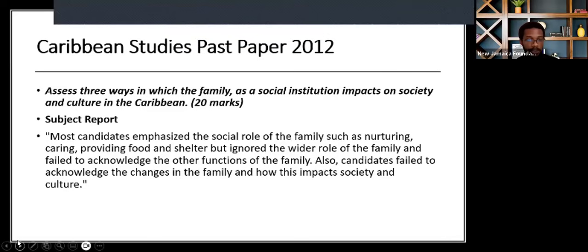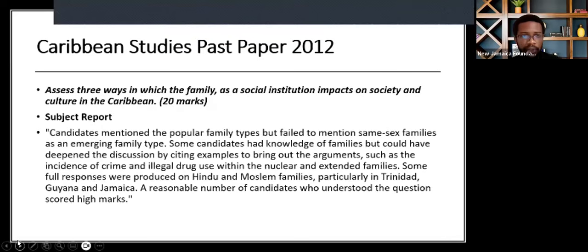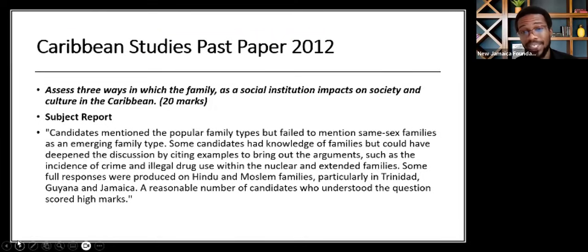The subject report also said that candidates mentioned the popular family types, but failed to mention same-sex families as an emerging family type. Some candidates had knowledge of families, but could have deepened the discussion by citing examples to bring out the arguments, such as the incidence of crime and illegal drug use within the nuclear and extended families. Some full responses were produced on Hindu and Muslim families, particularly in Trinidad, Guyana, and Jamaica. A reasonable number of candidates who understood the question scored high marks.